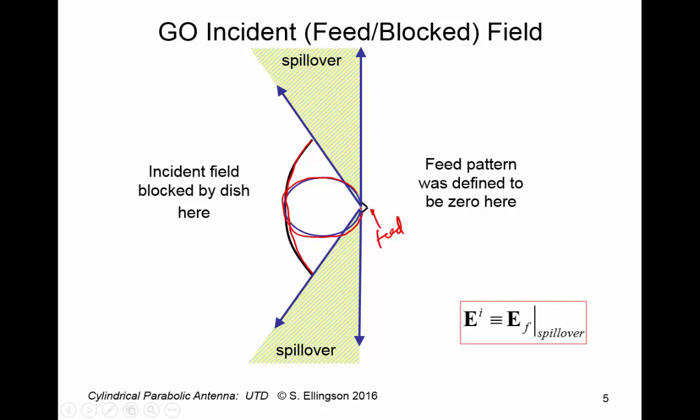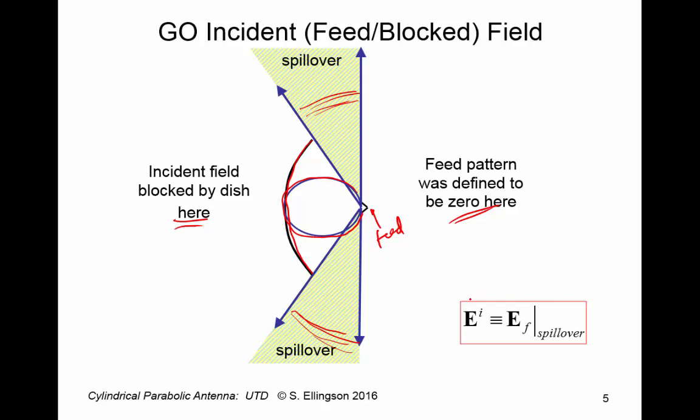And what we see is that part of the incident field strikes the reflector. Some other spills over, and we've identified this as spillover regions, which will produce a geometrical optics incident field in the far field. But there will be no other angular regions other than these that are shaded here for which we will get a direct contribution from the feed. We define the pattern to be 0 back here, and we're blocked by the dish over here.